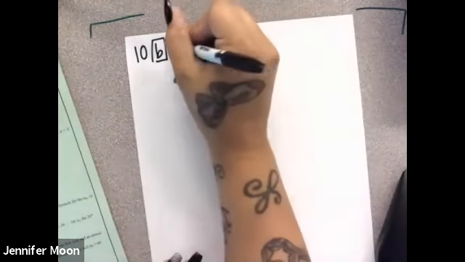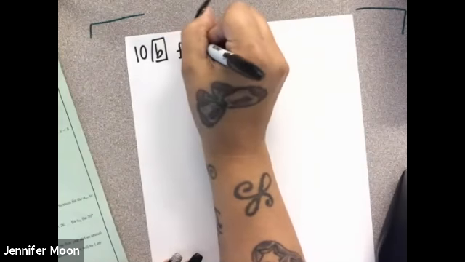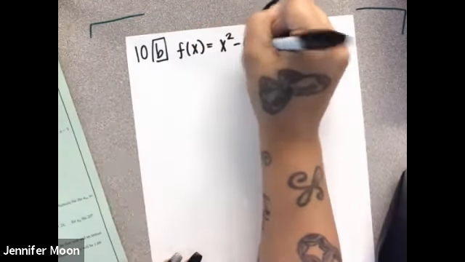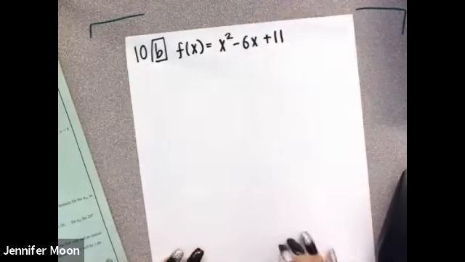And honestly, I pretty much just do all the B's still. And I need to see problem 10 to know what we're doing here. Problem 10 says to find the domain of a function. So for my B, what I have is f of x equals x squared minus 6x plus 11.